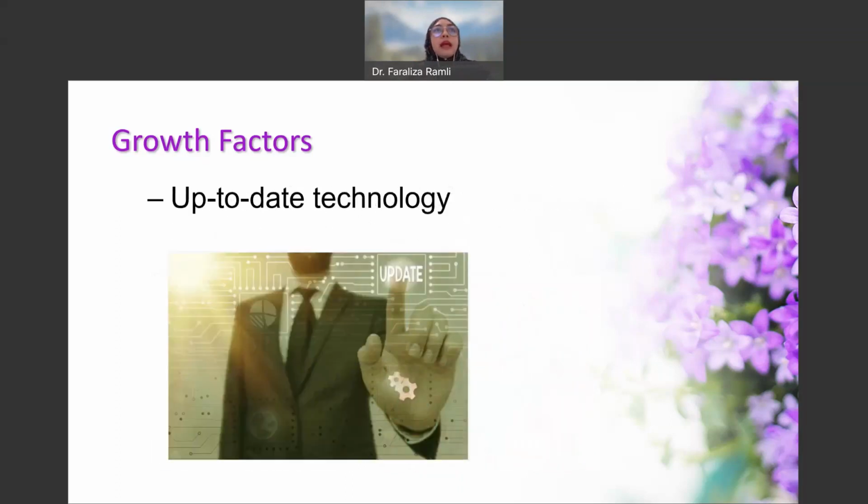And then, this is an important one: up-to-date technology. Actually, for the new norm nowadays, with COVID-19, the industry has also been affected.